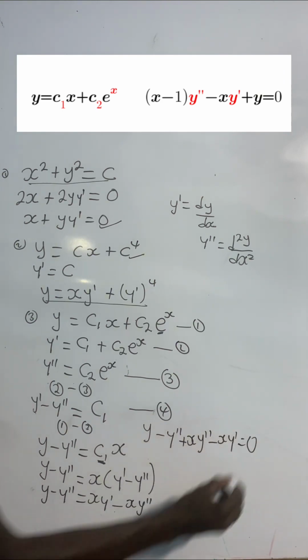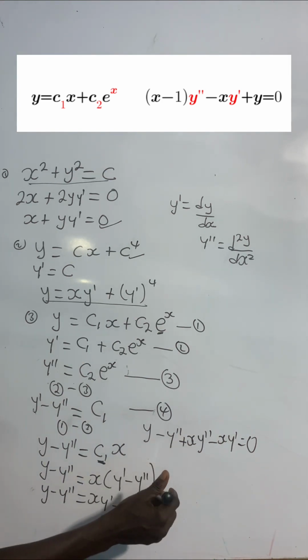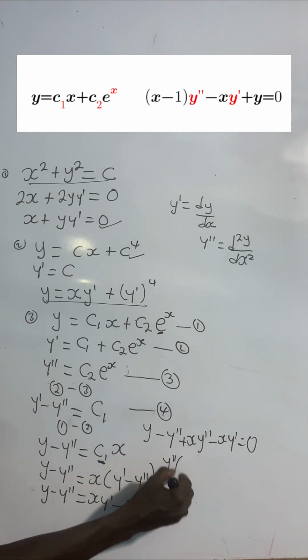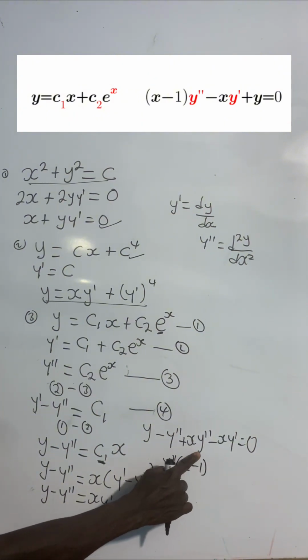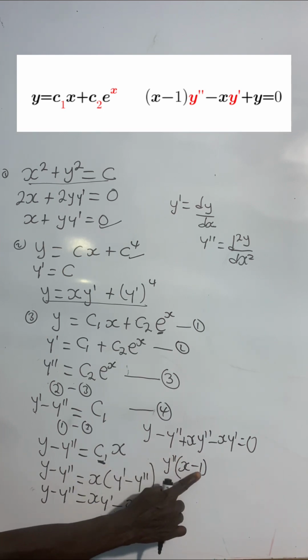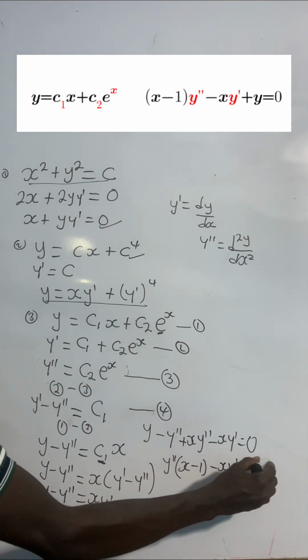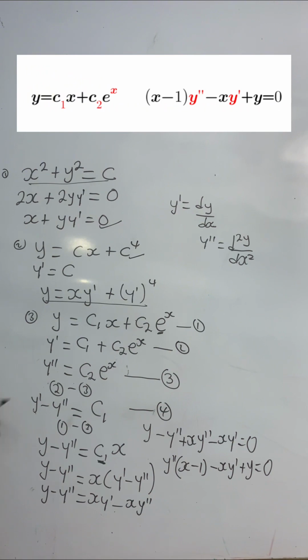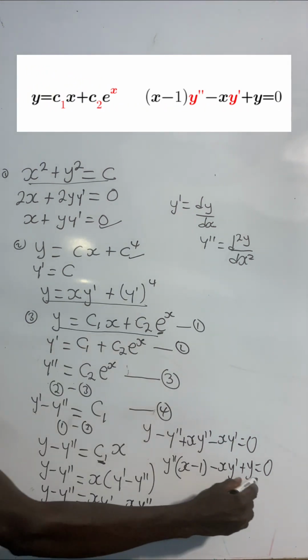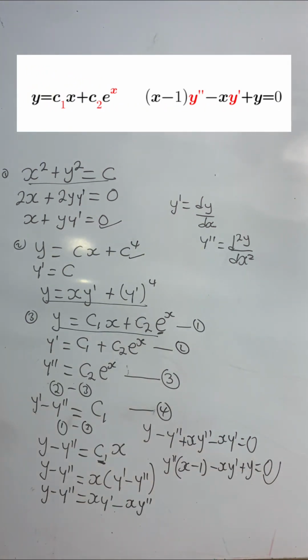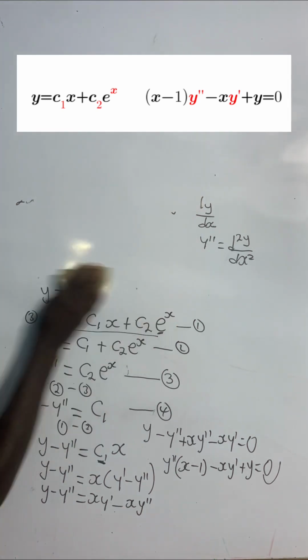Now we can factorize y double prime out. So we have y double prime into (x minus 1). That is, if you factorize y double prime from x y double prime, you get y double prime times x, and if you factorize y double prime from negative y double prime, you get negative 1 inside. So this gives minus x y prime plus y equals 0. So this shows that y equals c1 x plus c2 e to the power x is a solution to the differential equation y double prime (x minus 1) minus x y prime plus y equals 0.